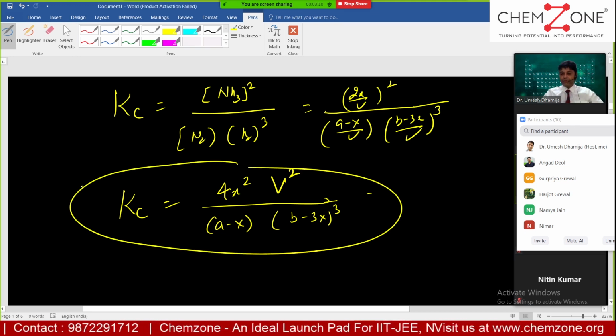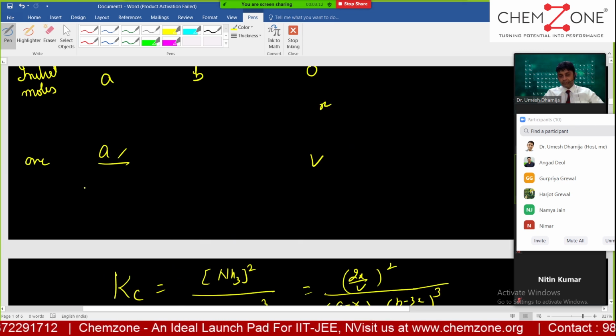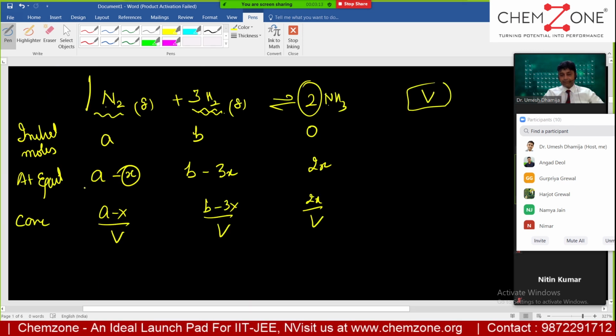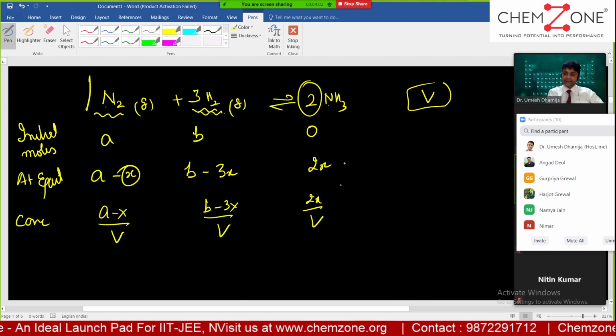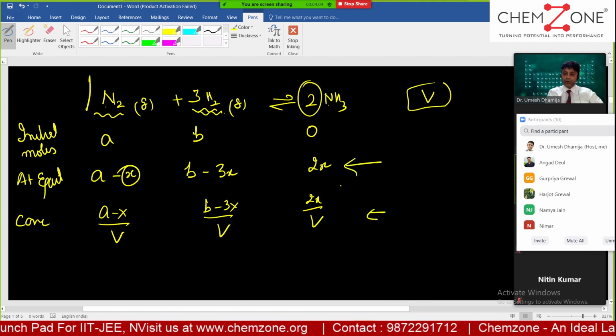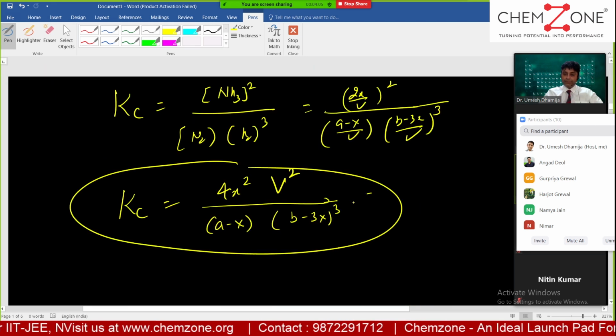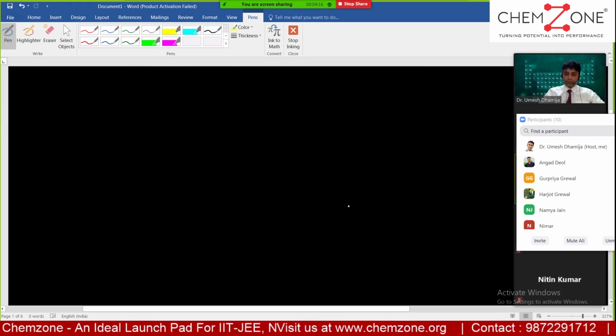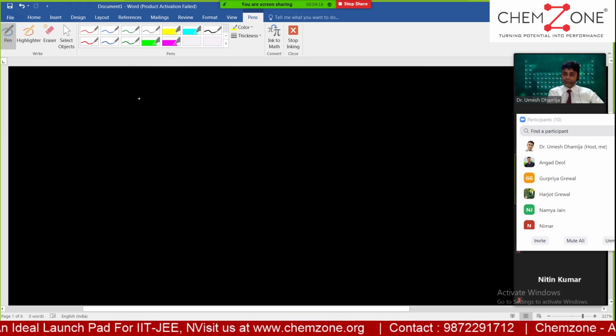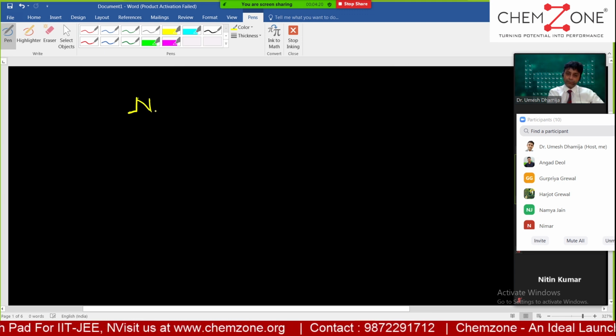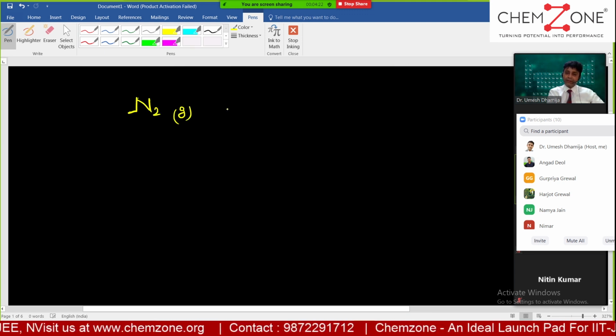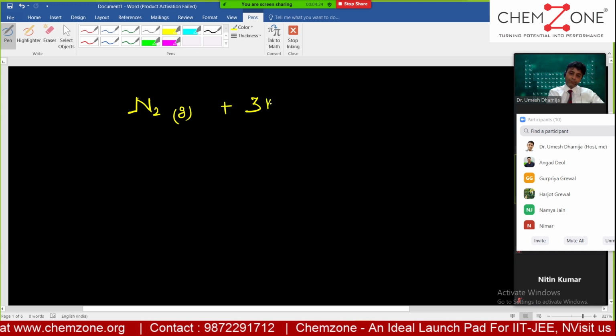हाउ टू फाइंड द वैल्यू ऑफ इक्विलिब्रियम कांस्टेंट? Say step by step process. So a minus x and b minus 3x. Is this point clear now? If I divide by the volume, I'll get the concentration. Now, I'll give you one numerical based upon this. Please write down my question. The equation is given this one. Write down the equation here.